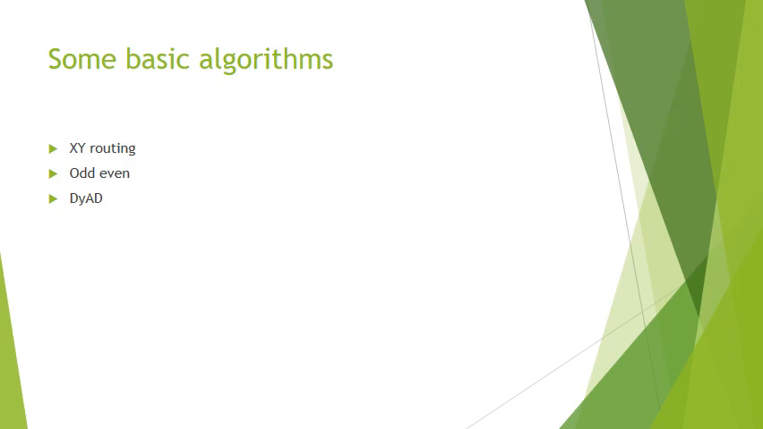Some basic NOC routing algorithms are XY routing, which is static, odd even, which is dynamic, and DyAD, which fluctuates between static and dynamic routing.